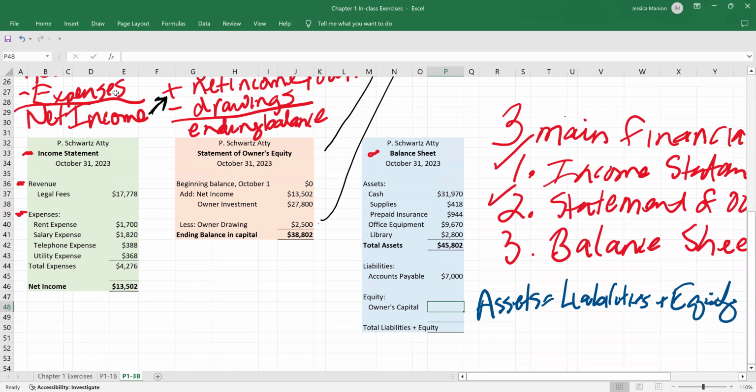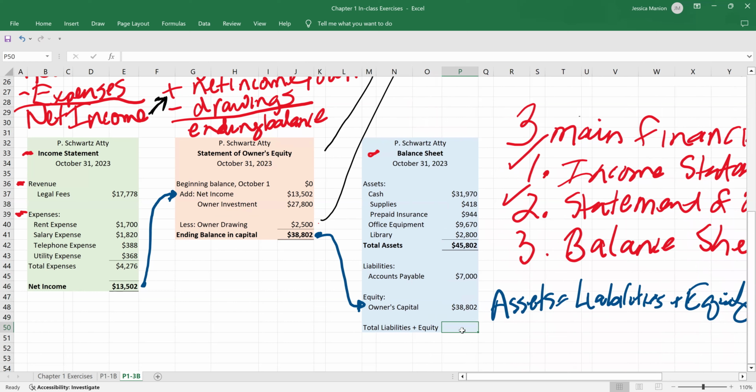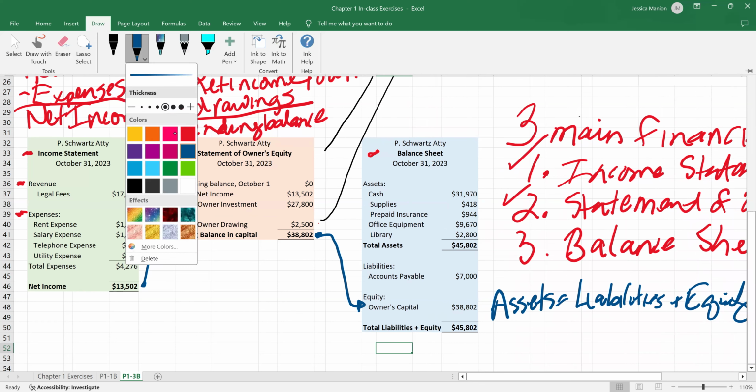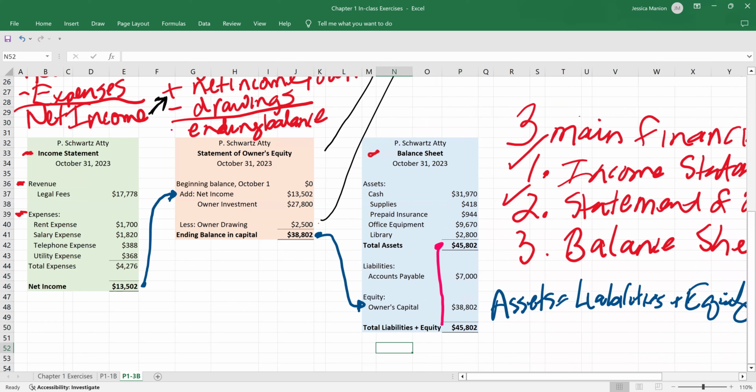And then lastly is owner capital. And again, we want to use the balance we just calculated. So just like net income flowed up here to our statement of owner equity, now ending balance flows down to our equity section of our balance sheet. So we want to use this 38,802. All right, so lastly, we're going to take equals liabilities plus equity, 45,802. So just like that accounting equation tells us it should, total assets equal total liabilities and equity, right? So that's where we're going with it.